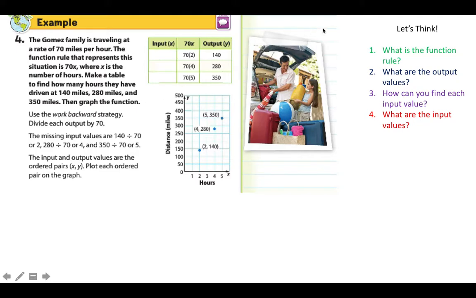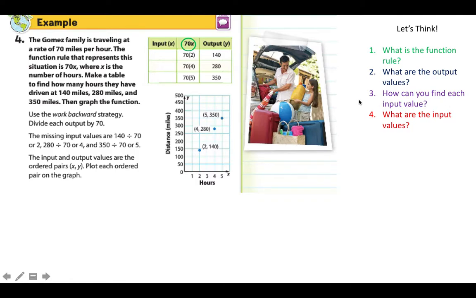So it says, what is the function rule? Well, the function rule is 70x. So that means we're multiplying 70 times x. What are the output values? Our output values are 140 miles, 280 miles, and 350 miles. Okay? So that means 70x is equal to each of these in each of the input situations.